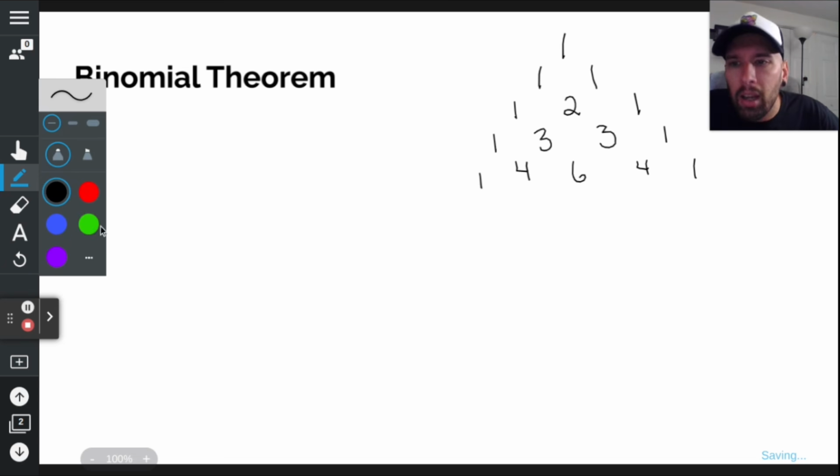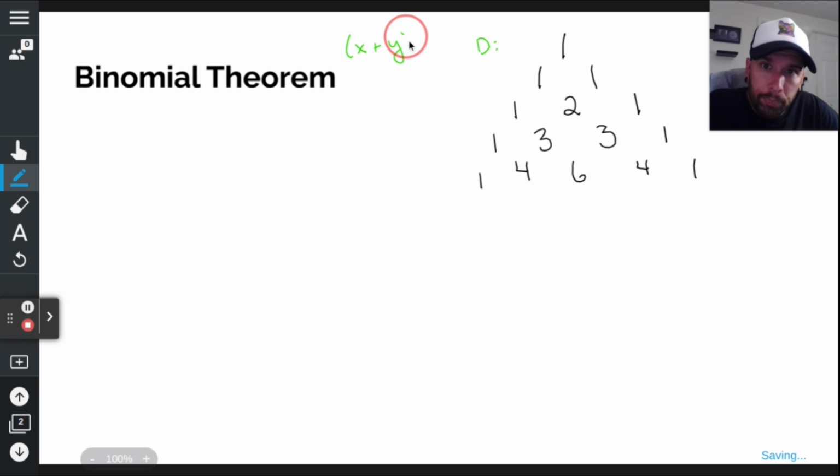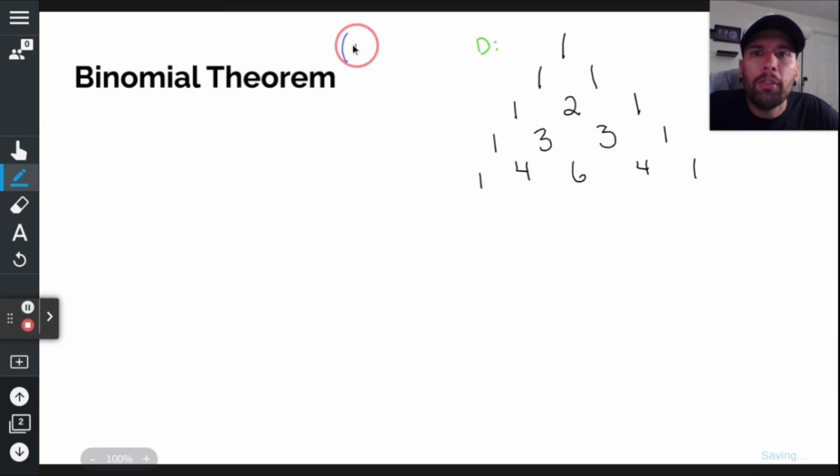Now, why does this matter? Well, the binomial theorem follows this interesting pattern where if you have something in the form x plus y, actually, you know what? I prefer to do a plus b. Let's do a plus b. I like those letters. If you have something in the form a plus b to the a power. No, we can't use a. Let's use the d power, d for degrees, to the d power.